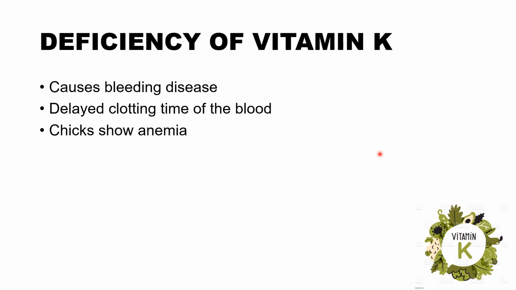So, for the deficiency ng vitamin K, can cause bleeding disease. Kasi nga, coagulation. Basta yung tandaan, if vitamin K, it helps in blood clotting. So, kung deficient ka sa vitamin K, then it can cause bleeding diseases. Then, there is a delayed also ng clotting time of the blood, and then chicks show anemia. So, bakit ba nag-show sila ng anemia? Because of a result of delayed clotting of the blood, pwede rin na may complications na doon sa blood which can cause anemia.